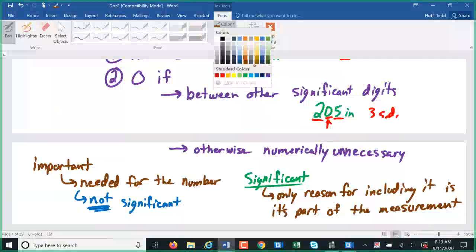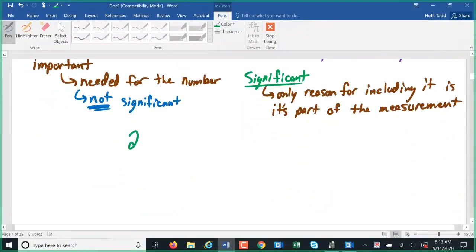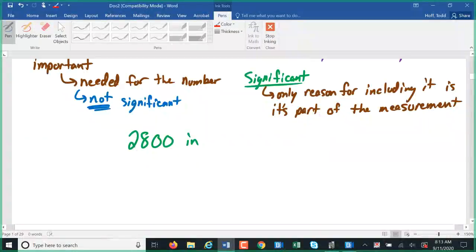Well, what do I mean by that? Well, 2,800 inches. The 2 and the 8 are significant. The zeros here are not, because they are needed for the number. If I take those zeros out, it changes the meaning of the number. They are important. Not saying they're not important. They're very important, but they're not significant. This has 2 significant digits.